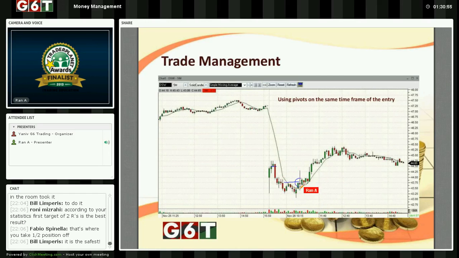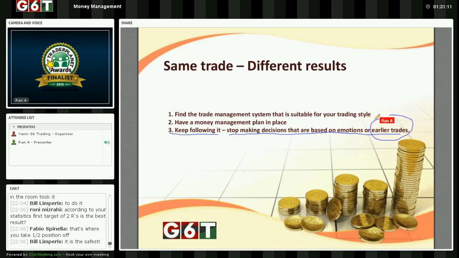First pivot, then he will take something. So he found out with time what works best for him. For me, I know 2 hours, half. Another 2 hours, I can take a quarter. I can trail pivots. I have a very simple money management plan and trade management rules. Really, as I said, this is the dumbest sentence: stop making decisions that are based on emotions.